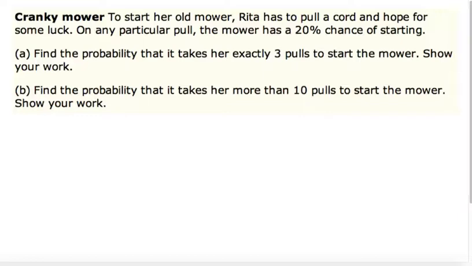All right, so in this example, Rita has a really bad lawnmower, and she never really knows when it's going to start. On any particular pull, the mower has a 20% chance of starting. So there is a success. We get the mower to start. There's a fail. It won't start.